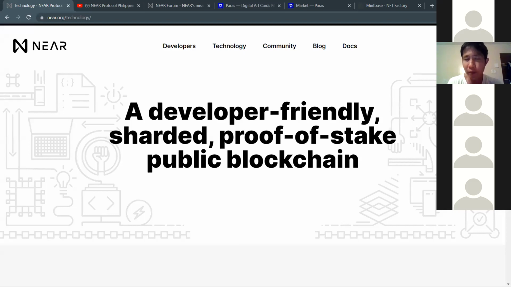this sounds like a foreign language, a developer friendly sharded. What is sharded? Parang like what? Carded or shared? Proof of stake. Anong stake yan? Beef steak or what? Beef steak? Public blockchain. Bakit ano yun? May private blockchain din, everything. You don't have to worry about that, guys. We're just showing you here what it is.